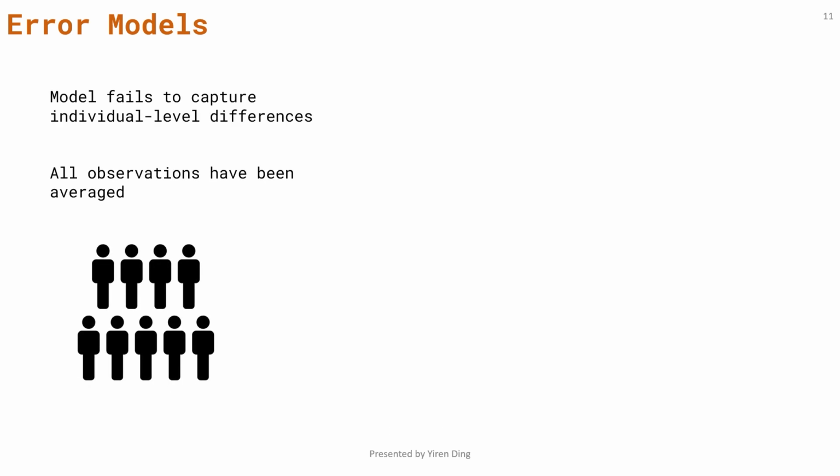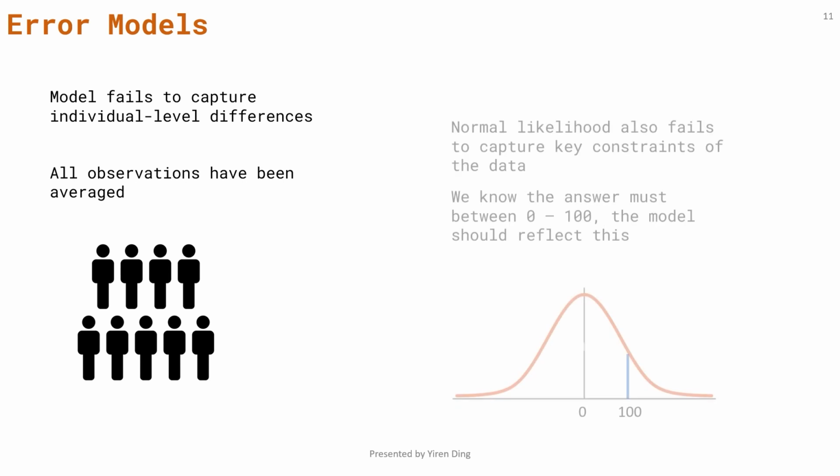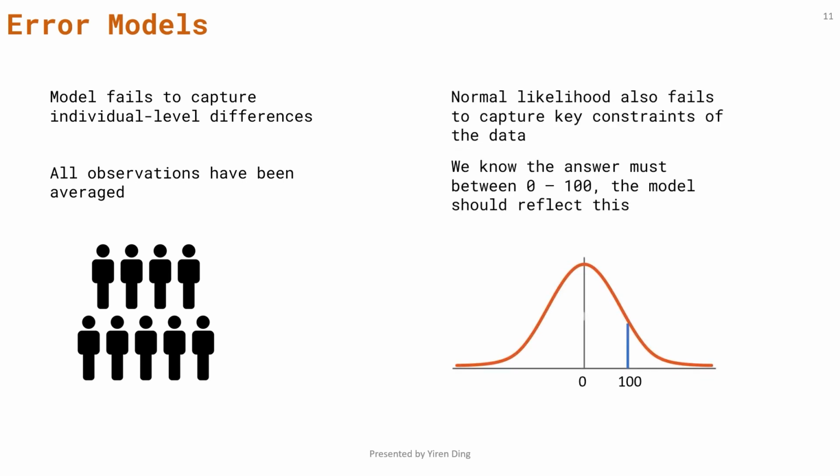There are a few problems in this model. First, this is a population level model. The model cannot capture individual level differences. Second, the normal likelihood did not reflect key constraints of our data, because we know that absolute error on a percentage response scale must be between 0 and 100.